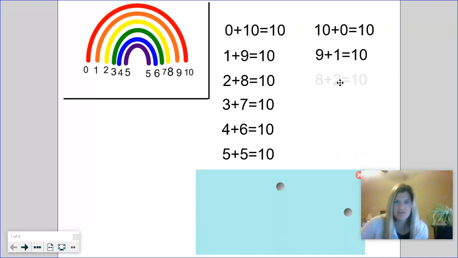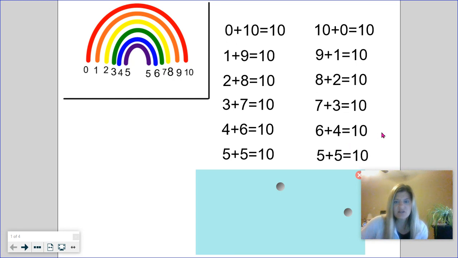Say it with me. 8 plus 2. Here comes the next one. They switched. 7 plus 3. They switched again. 6 plus 4. And the last one, we don't see it switching, but it does. 5 plus 5. So boys and girls, here are all of our partners of 10.